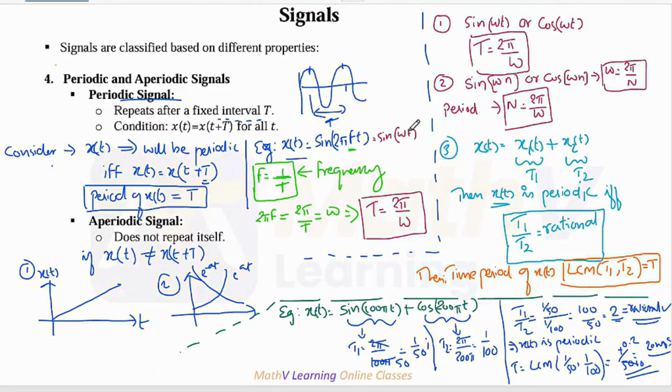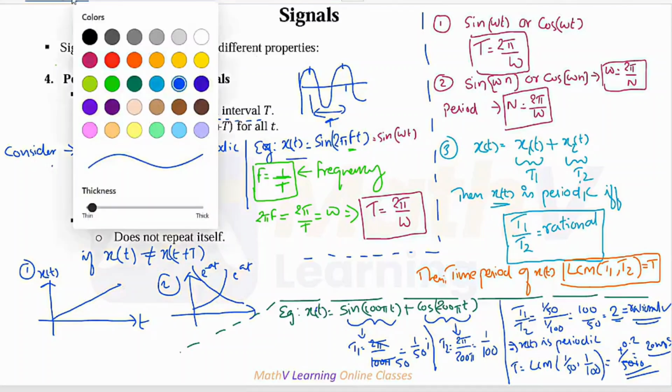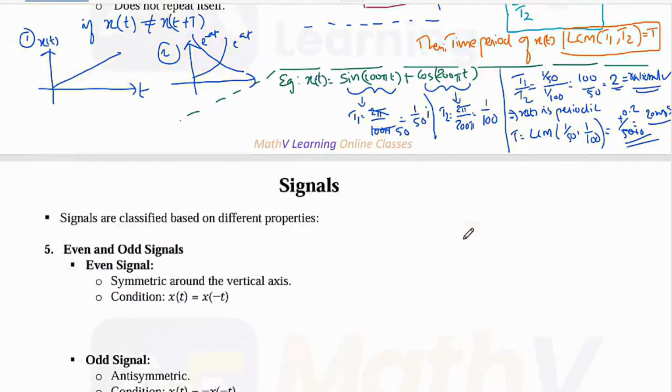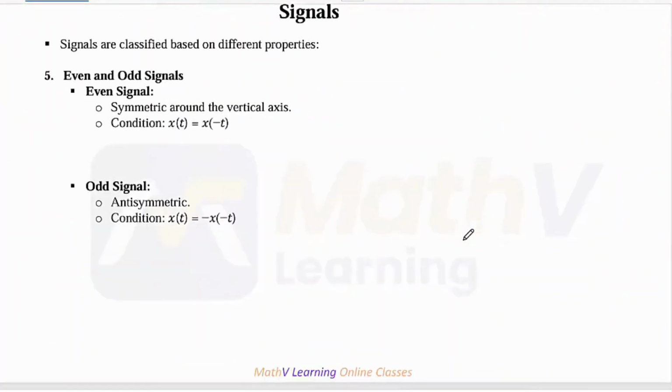Okay, so this periodic and aperiodic signal classification is very important. Okay, I just mark it as very important. How to find the periodicity of two signals. Okay, so that is the classification based on periodicity. Okay, next classification is even and odd signal.